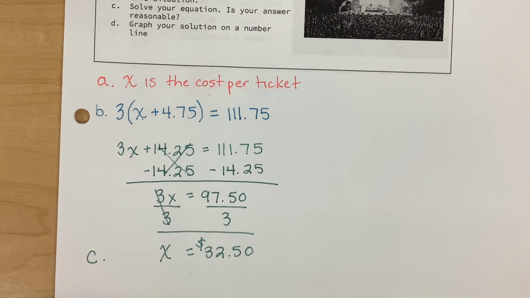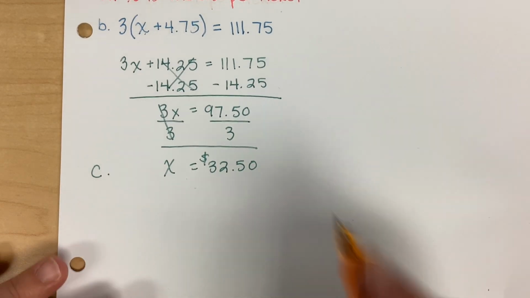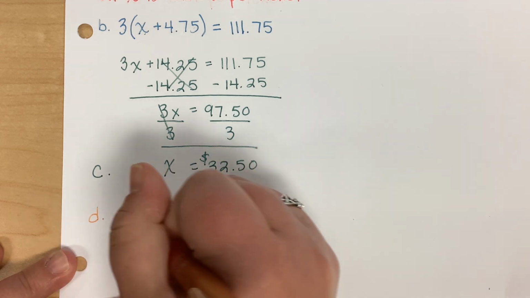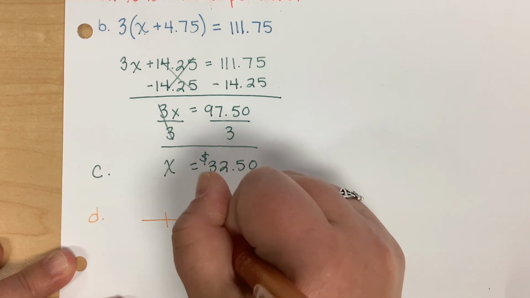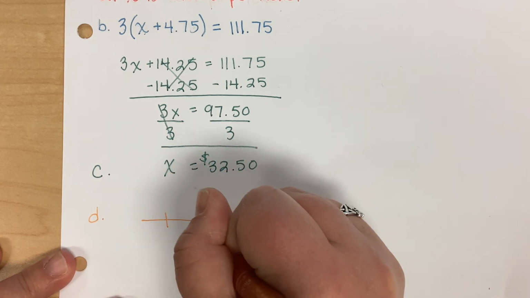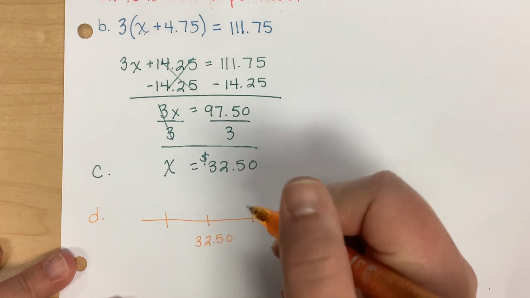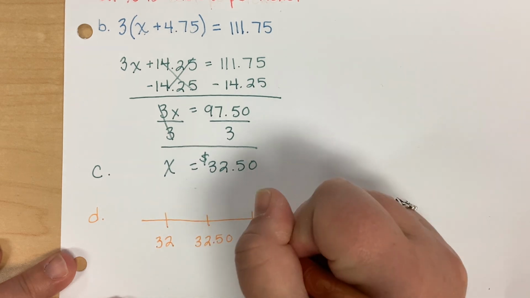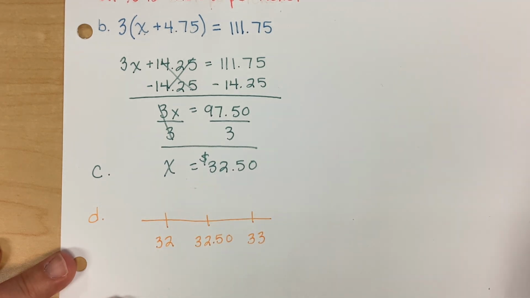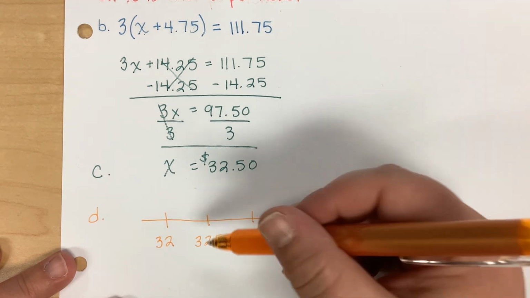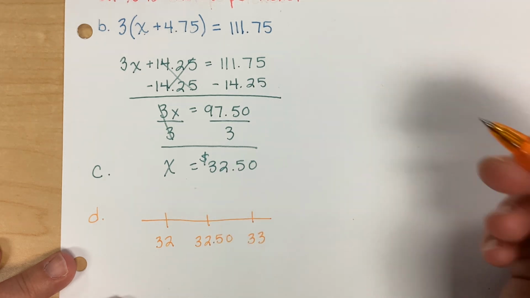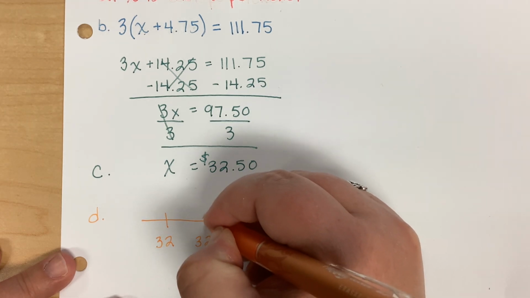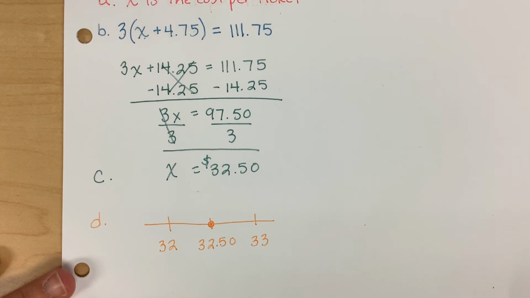All right, and then finally part D says graph your solution on a number line. So remember, all that means is create an accurate number line. Got to have at least 3 numbers. I like to put the solution in the middle. And then I'm just going to put 32 over here and 33 over here. But you can choose 2 numbers to go on either side as long as they're equidistant from the center. And then I'm just going to put a point where my solution is. All right, that's it for this one.